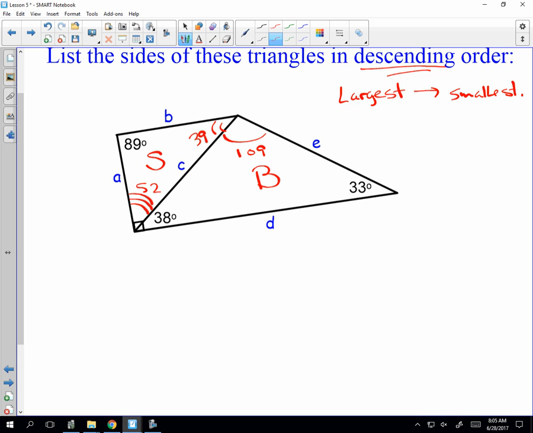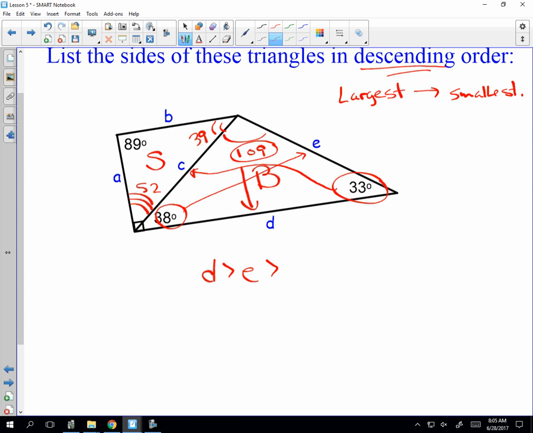Okay, so the largest side is D. It's the biggest side of the largest triangle based on angle measures. And that is greater than the next largest side, which is E, because we went from the 109 across from that. The 38 across from that is E, which is larger than C. C is the shared side.